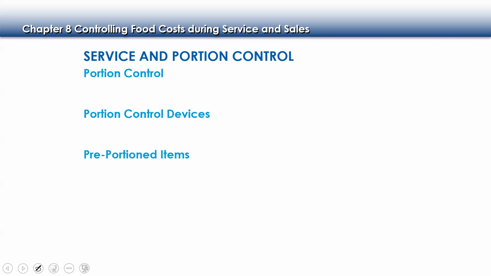Good. Okay. Let's talk about scoops for a minute. And the only reason, actually, I take that back. Let's talk about pre-portioned items. Pre-portioned items or pre-made items are what we call convenience items.